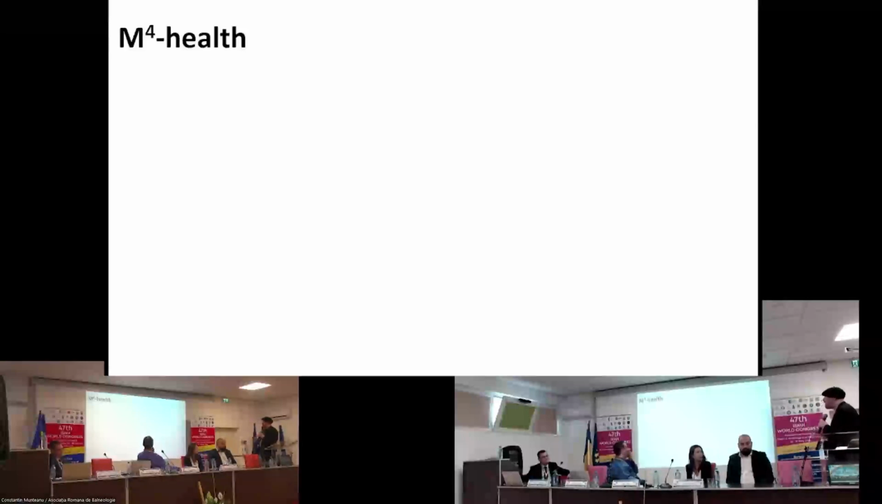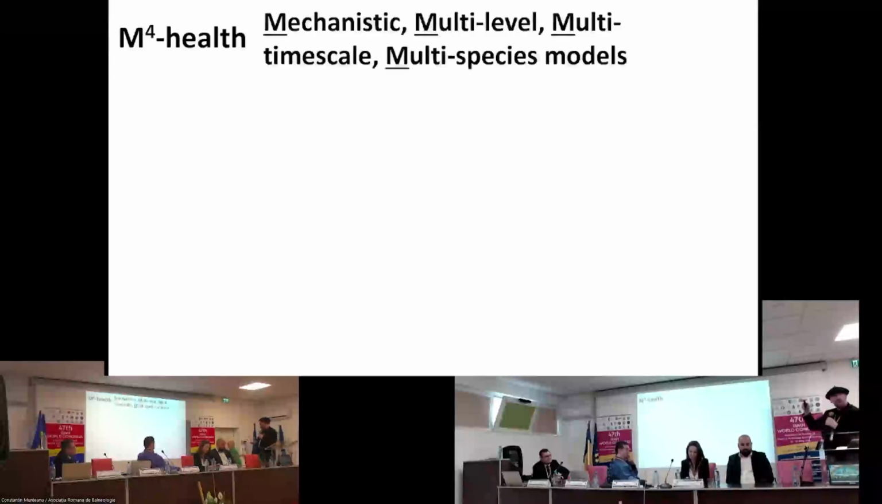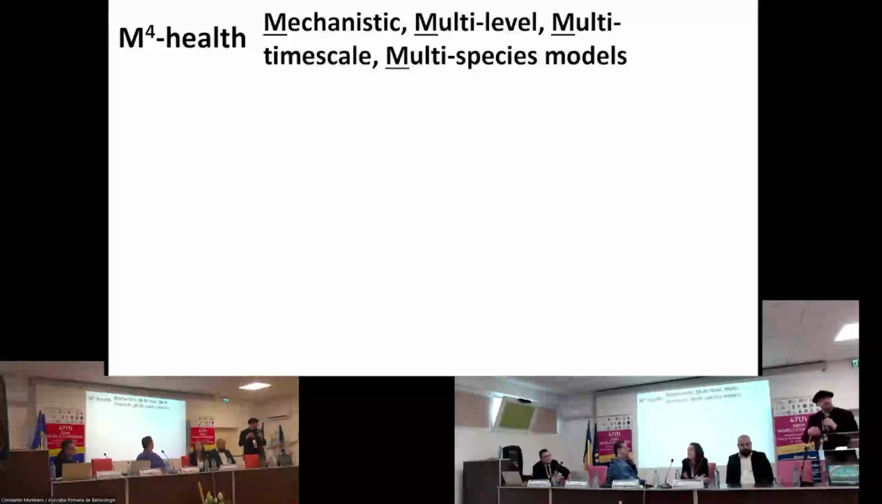The second thing is how we can combine advanced technology and AI into this. The type of AI I will talk about is of a specific M4 character. There are 4 M's in this description. The first is that it's mechanistic. The second is that it's multi-level, multi-timescale, and multi-species. I will go through each of these M's during the presentation, so that by the end these 4 M's will hopefully be crystal clear to you.